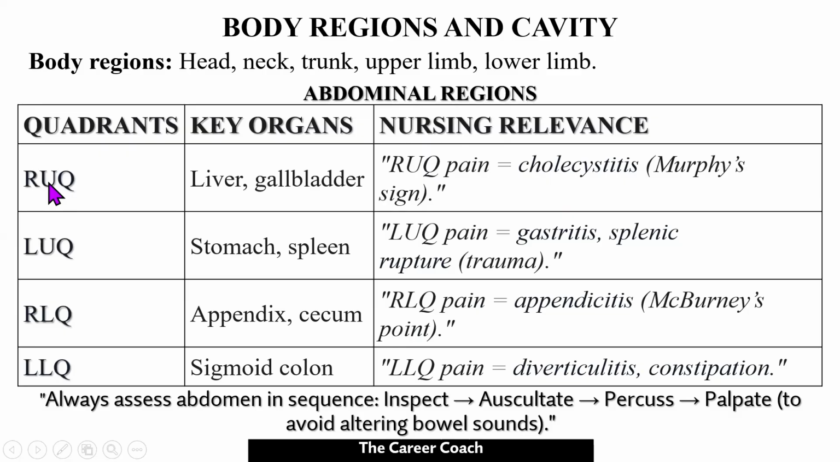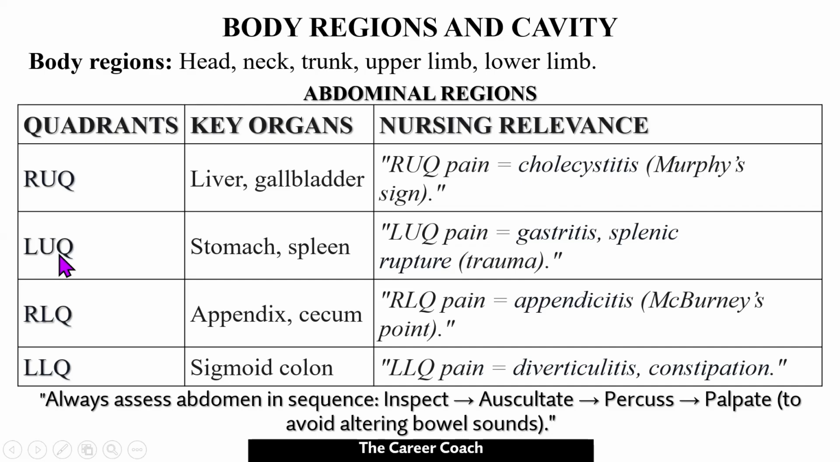Let's look at the first one, the RUQ, which is the right upper quadrant. The key organs found there are the liver and the gallbladder. Nursing relevance: if there is pain in the right upper quadrant, it could be a signal of cholecystitis, which is called Murphy's sign, which means there is an inflammation of the gallbladder.